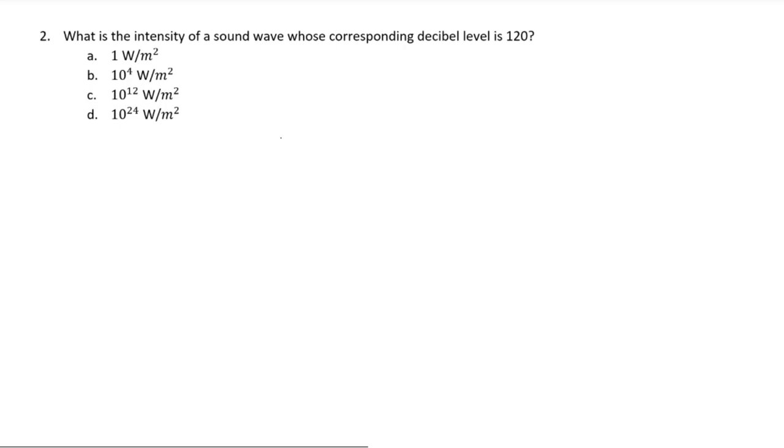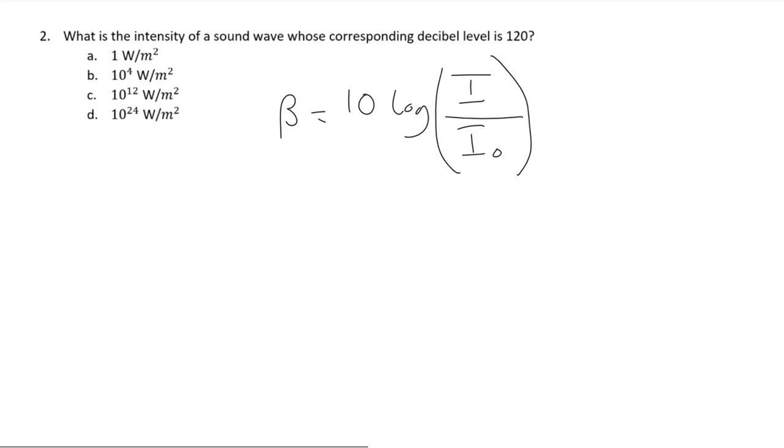To calculate this, let us write down the equation that relates sound level to sound intensity. The sound level in decibels, beta, is equal to 10 times the log of the sound intensity capital I divided by I sub 0. Remember, I sub 0 is the threshold intensity. It is the softest sound intensity our ears can perceive, and it is equal to 10 to the minus 12 watts per meter squared.